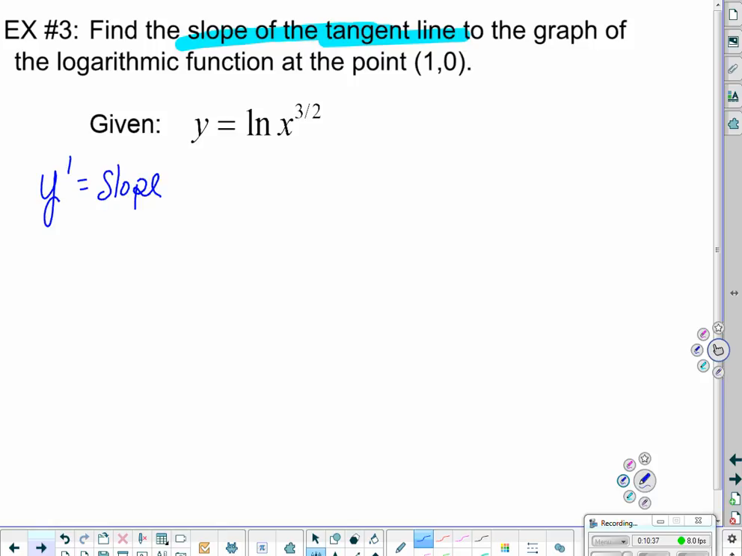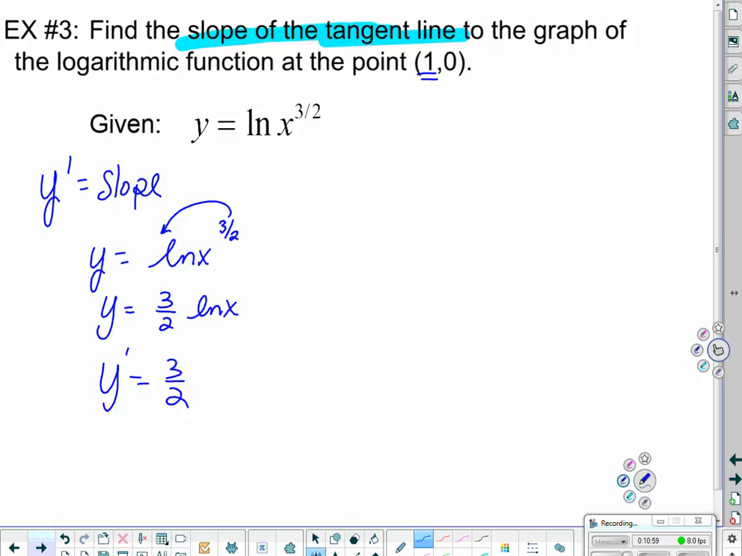And then I'm going to evaluate it at 1, coming from that information. So we start with y equals natural log of x to the 3/2 power. But that 3/2 can be slid down front, and I'm going to have y equals 3/2 natural log of x. The derivative then is quite simple. U prime over u, or the derivative of x, is 1 over x. And y prime equals 3 over 2x.